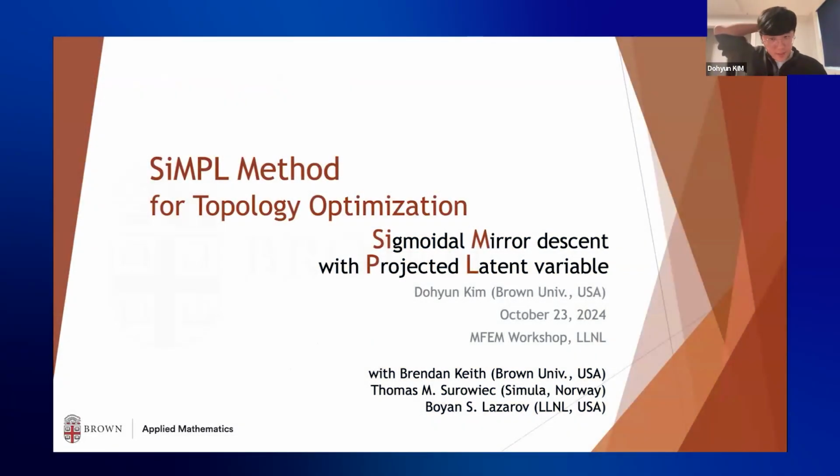I'm Dohyun Kim, and I'm at Brown, and this talk is with Brandon Kiss at Brown University, Thomas Surowiec at Simula, and Boyan Lazarov at Lawrence Livermore. And today I'm going to talk about the SiMPL method for topology optimization. The name SiMPL comes from sigmoidal mirror descent with projected latent variable.